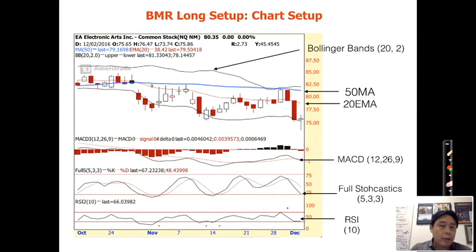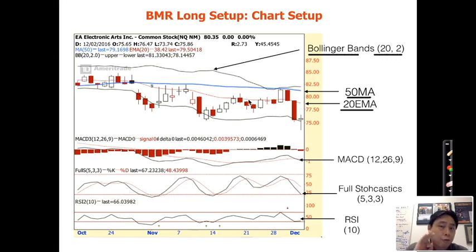For this strategy, this is how we set up the chart specifically, and these are the indicators we're going to use. First, we're going to put in the Bollinger Bands. Okay, standard default setting, 20 SMA, 2 standard deviations. We're also going to use the 50 moving average, which is the blue line you see over here, and the 20 exponential moving average, which is the red dotted line.